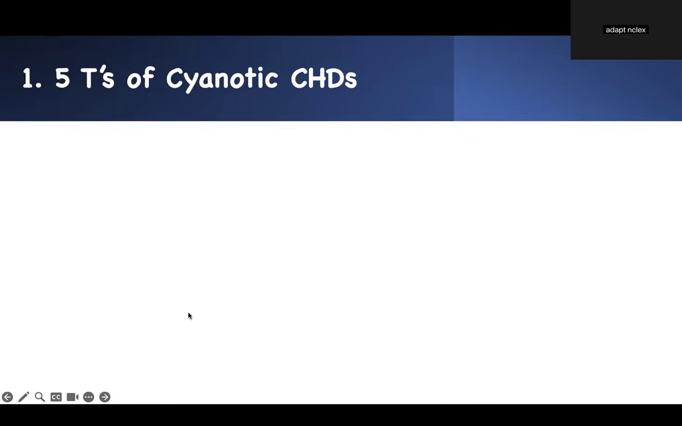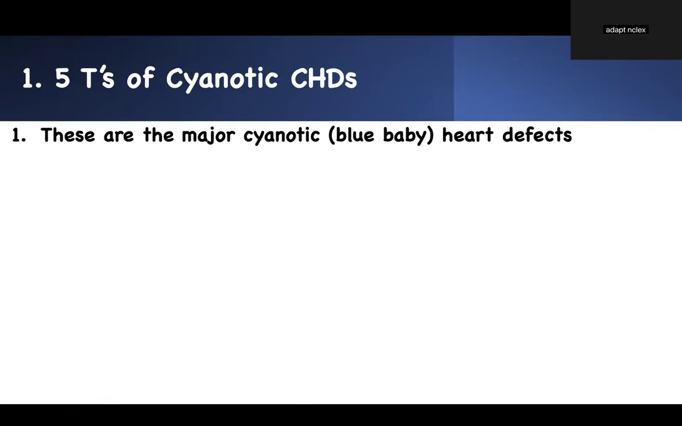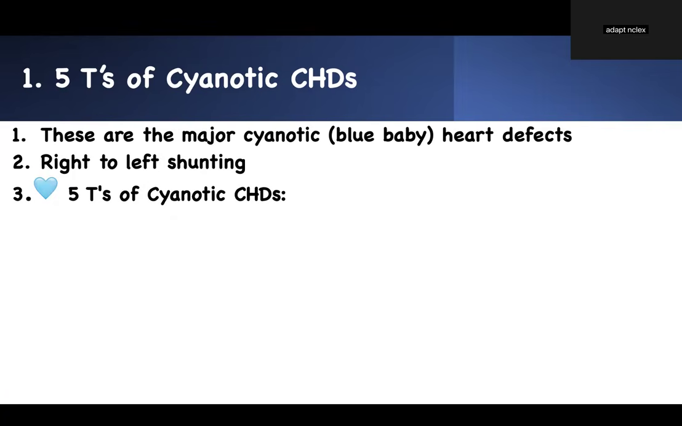The first mnemonic is the 5 T's of cyanotic congenital heart defects. They are the blue babies. These are major cyanotic, blue heart defects. They are responsible for shunting blood from the right side to the left, because the right side has deoxygenated blood. Therefore, when they shunt the blood, the patient is going to turn blue right at birth. Therefore, we call them the 5 T's of the cyanotic congenital heart defects. They are the blue babies.